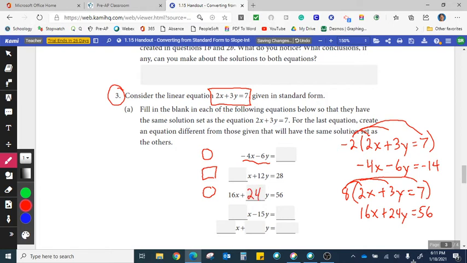Now for yourself, this one right here, you're missing 2 of them. You're missing this one and you're missing this one. What happened to go from 3y to negative 15y? What did you multiply 3y by to get negative 15y? Figure that one out.